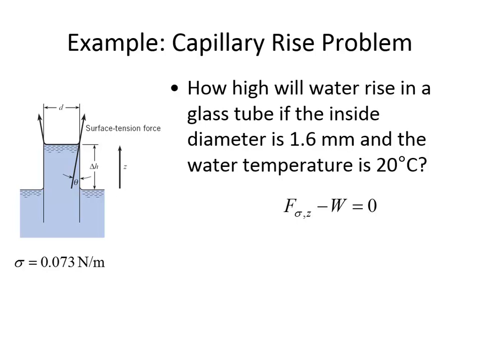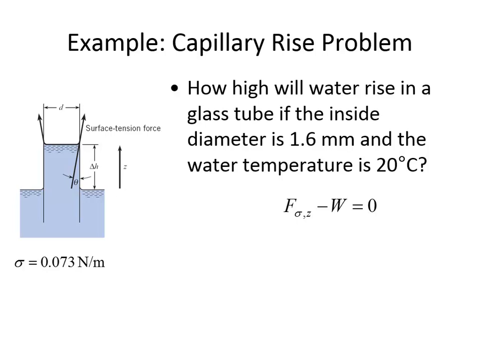Let's say that we have a glass tube that's got an inside diameter of 1.6 millimeters. We want to know how high the water level is going to rise in that tube. This is a force balance problem where two things are going to be in equilibrium. The weight of the water is going to be in equilibrium with the force of surface tension pulling the water up inside of the tube. Okay, so these two things that are in equilibrium with each other, we need to calculate both of those.